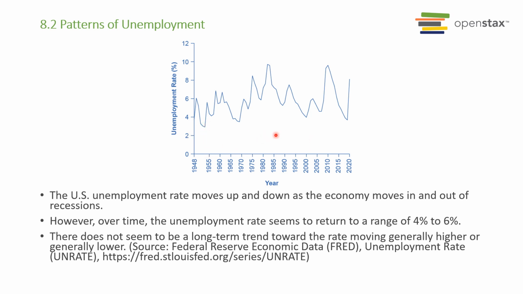So here, like it's mentioned in the slide, it always returns to a range of between 4% and 6%, right? And during recessions, we see spikes in unemployment. And when the economy does really well, we see the unemployment rate come down a lot.